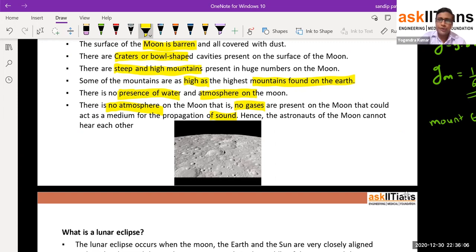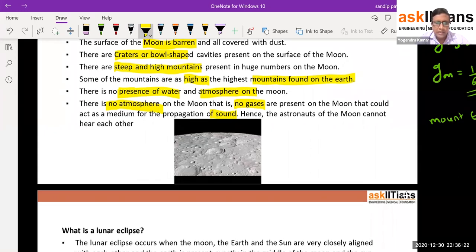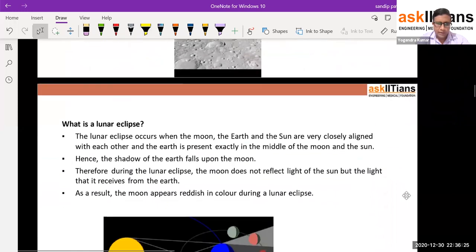So if you and your friend went on the moon, right? And you try to talk with each other, it is not possible, right? Your friend will never hear you because sound needs a medium to travel, right? And the moon does not have any atmosphere, therefore it is not possible, right?